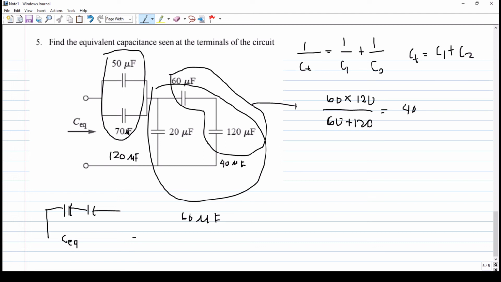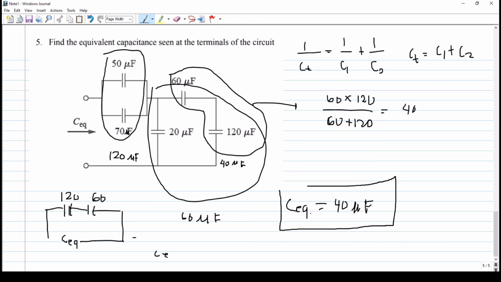This is C required, or C equivalent. So this is 60. Then this is 120. So we all know that 60 times 120 over 60 plus 120 is 40. So therefore, C equivalent here is equivalent to 40 microfarad. Okay. So that is the final answer.